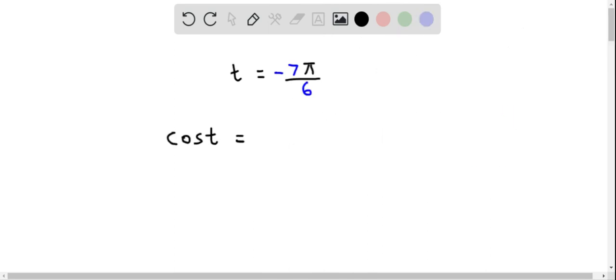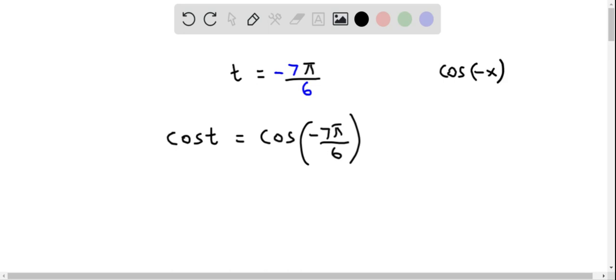We now determine the cosine of t for the same t value, negative 7 pi over 6. So first let me replace t by negative 7 pi over 6. So this becomes cosine of negative 7 pi over 6. We can use this identity, that cosine of a negative angle is equal to cosine of the positive angle. So this equals cosine of the positive angle, which is 7 pi over 6.